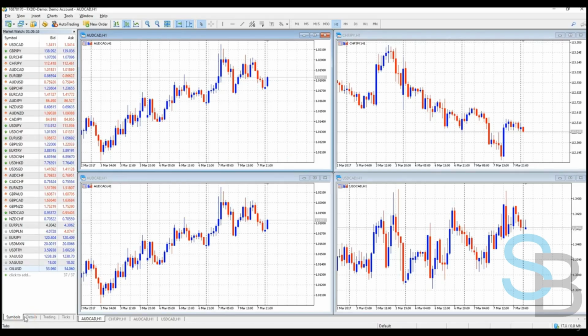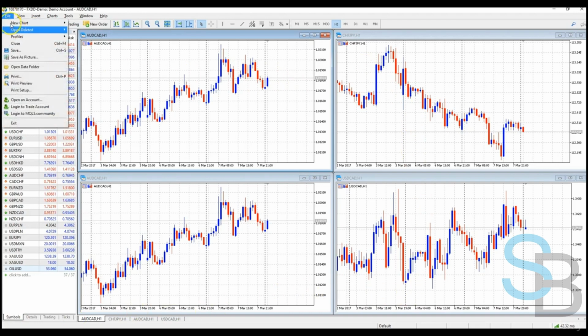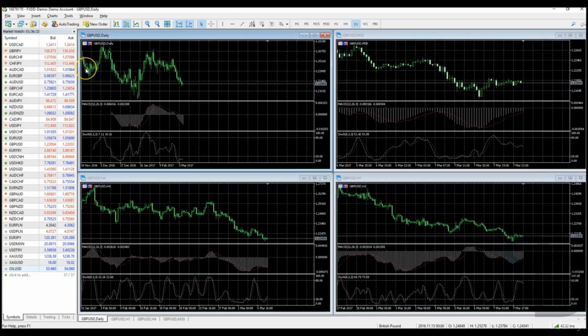In this lecture, I'll show you why you might want to use multiple profiles and multiple templates. Now, what you're looking at right now is a default profile. And what I mean by that is if we go over to File and then click on Profiles and then click on British Pound, we see that the charts are now different.